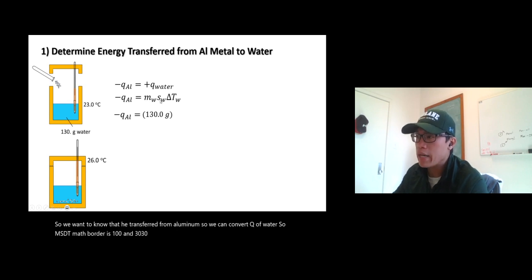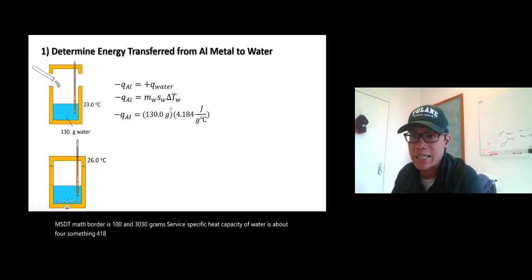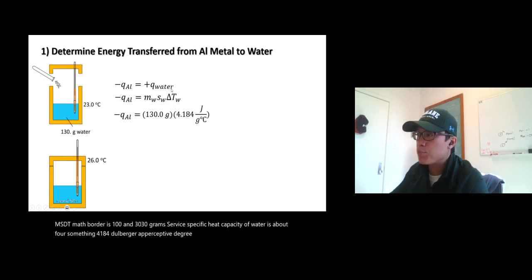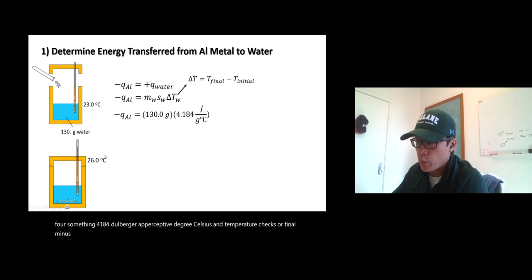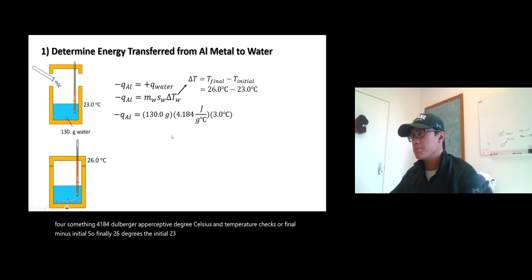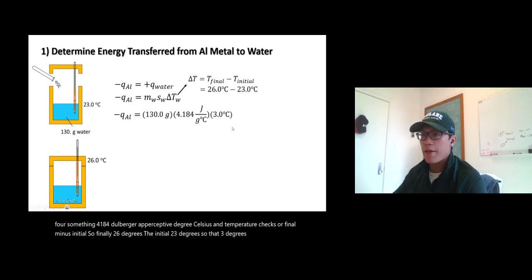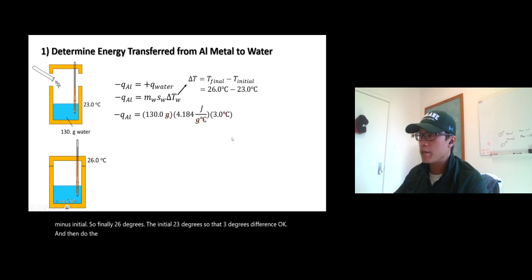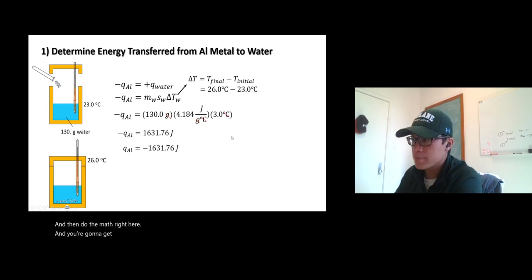The specific heat capacity of water is about 4.184 joules per gram per degree Celsius. And the temperature change is final minus initial. So final is 26 degrees, the initial is 23 degrees, so that's 3 degrees different. Okay, and then do the math right here, and you're going to get the heat transfer.